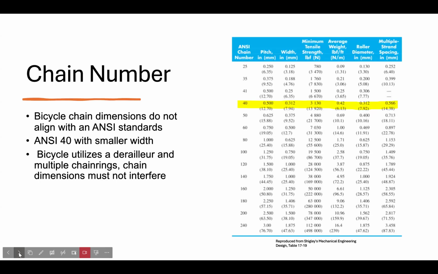Begin with the chain number. A bicycle chain's dimensions do not exactly align with the ANSI standards, but we'll notice that this chain is very similar to an ANSI 40 chain with a smaller width. And this is due to the fact that this bicycle uses a derailleur to move between multiple gear ratios, multiple chain rings, so the chain dimensions must be thin enough to not interfere with this operation.